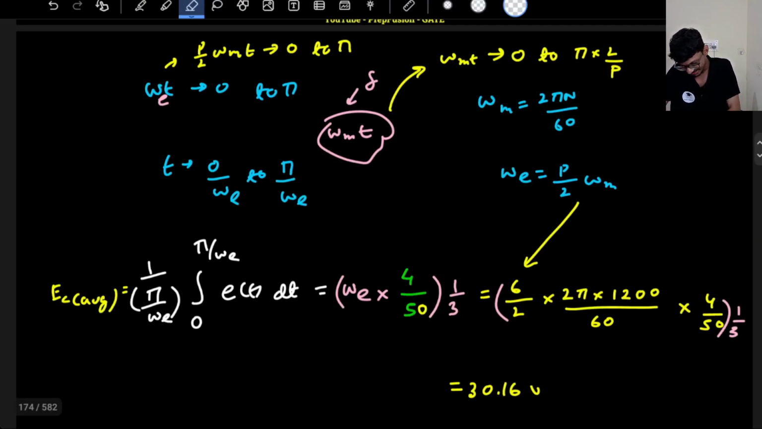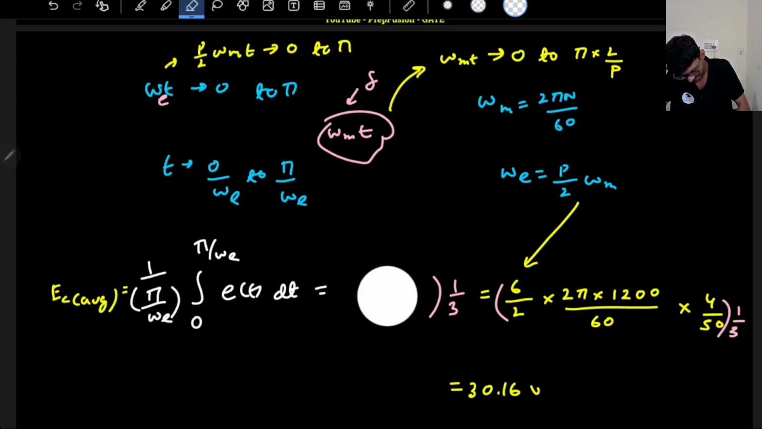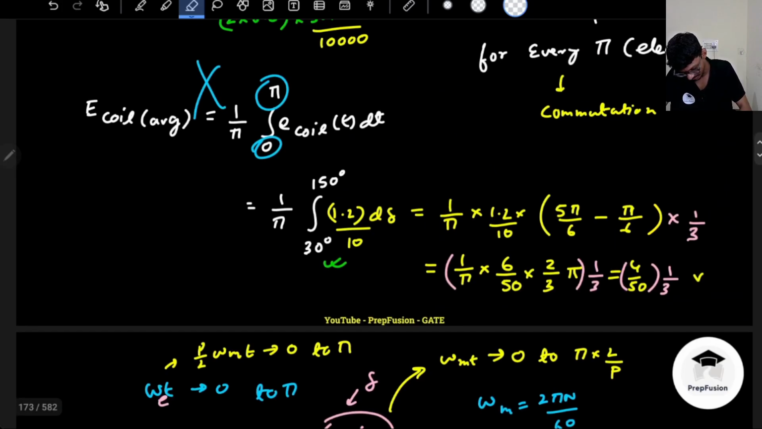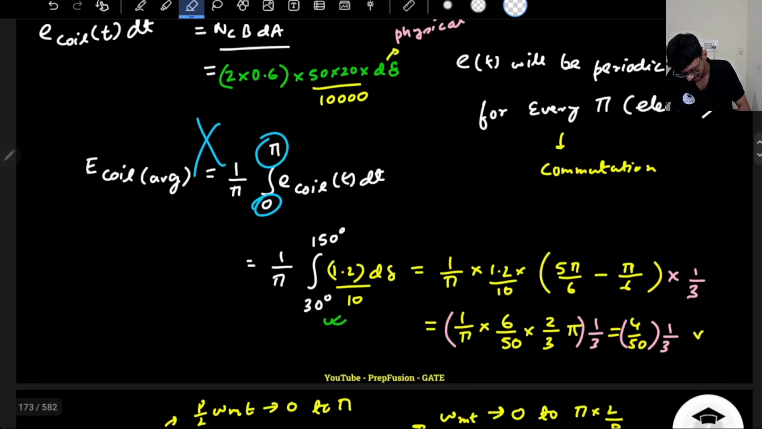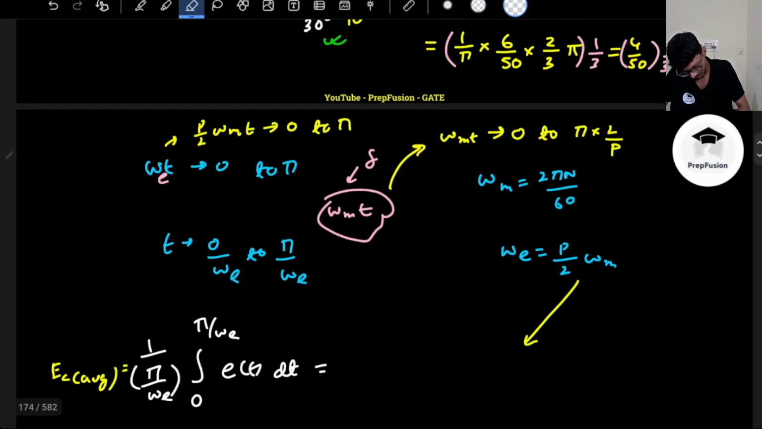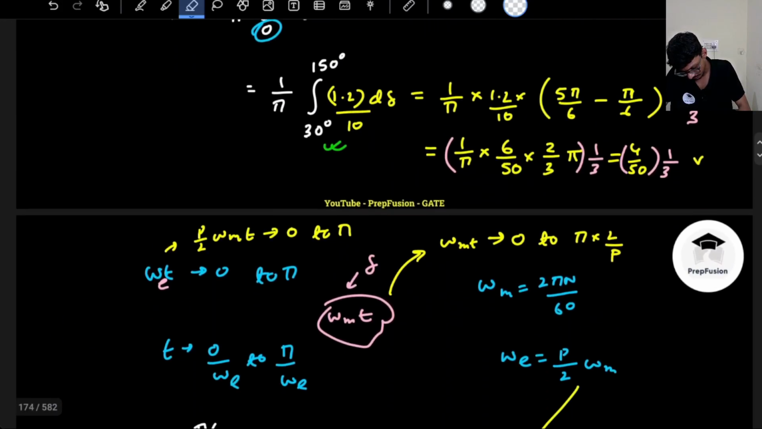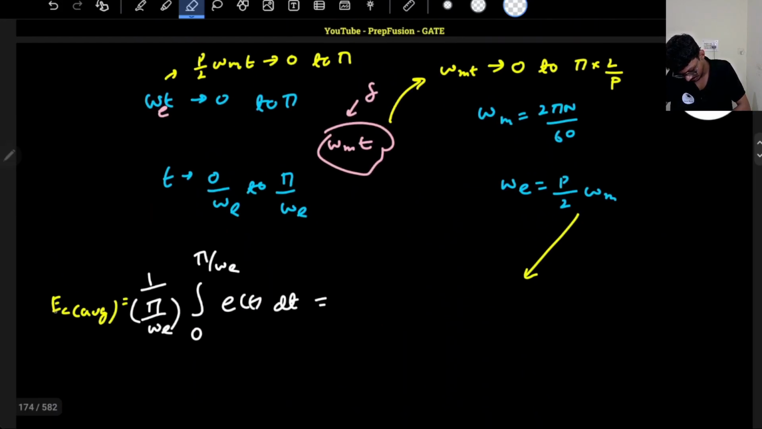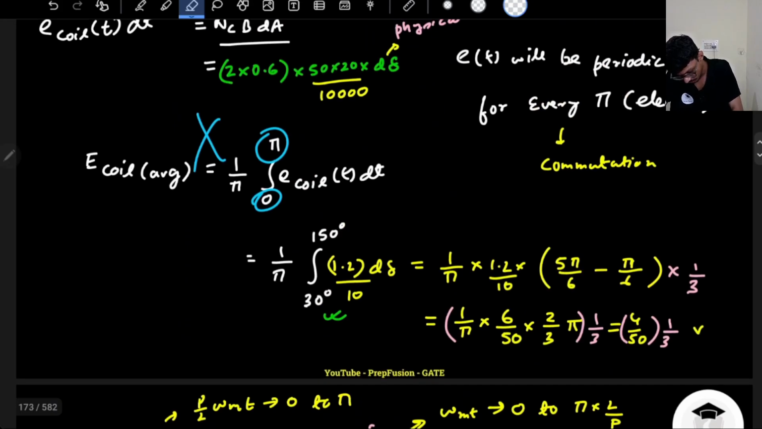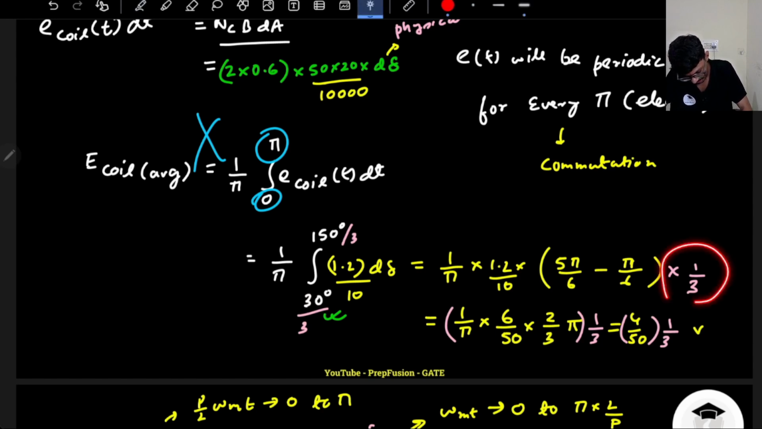Okay, let's do one thing. Let me calculate everything afresh, or there will be huge confusion. I don't want the confusion to build so much. Here the limits will be changed, correct? So if limits are changed, this will not be 150, this will be 150 divided by 2 by p, right? So 150 divided by 3 to 30 divided by 3, correct? That's why the 1 by 3 has come up here. So I have just converted it into radians.